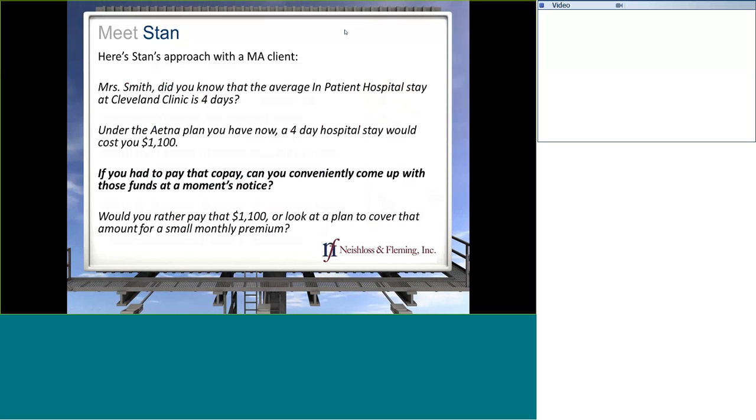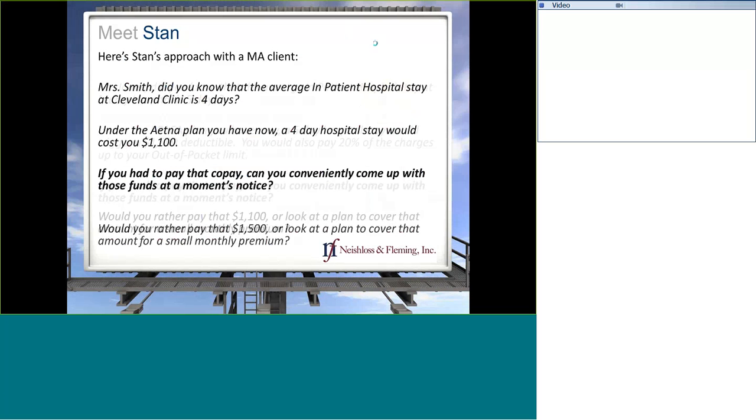So here's an example of Stan's approach with a Medicare Advantage client, and we'll assume that he's talking with Mrs. Smith. Mrs. Smith, did you know that the average inpatient hospital stay at Cleveland Clinic is 4 days? Under the Aetna plan you have now, a 4-day hospital stay would cost you $1,100. If you had to pay that copay, can you conveniently come up with those funds at a moment's notice? Would you rather pay that $1,100 or look at a plan to cover that amount for a small monthly premium? That would be an example of his approach with a Medicare Advantage client.